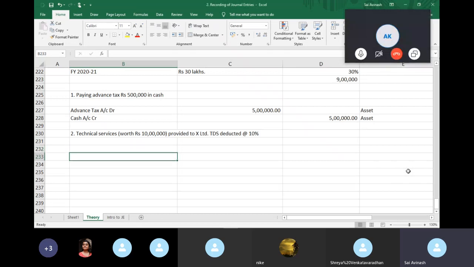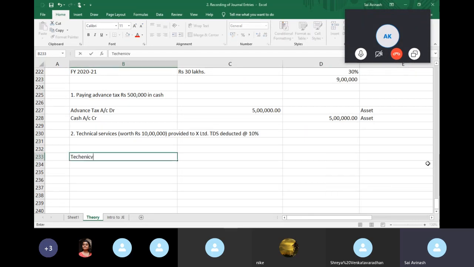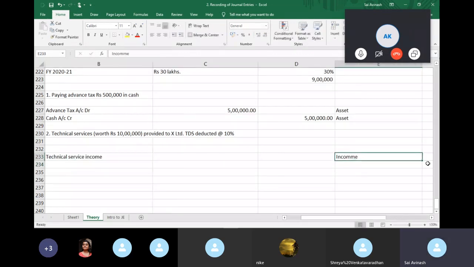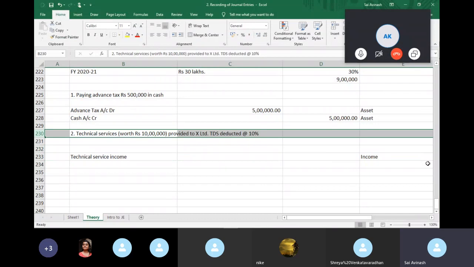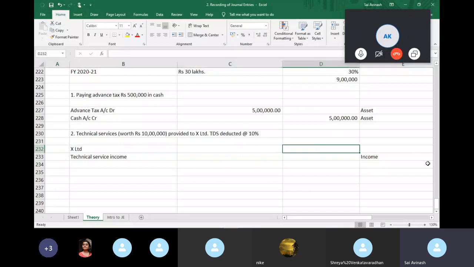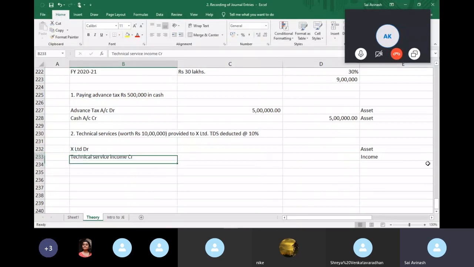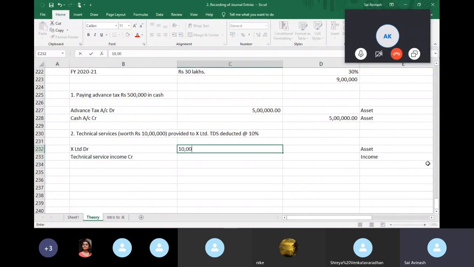Typically when I provide services, it is an income for me. The money I will be receiving is an income for me. So technical service income is an income. This transaction is not telling me that I've received the money yet. I have to receive it from somebody. I'm providing to X Limited, so X Limited becomes my debtor. A debtor is somebody who owes you money. He is an asset. So you debit and you credit, and the transaction is worth 10 lakhs.